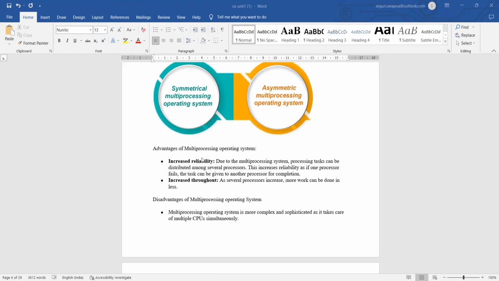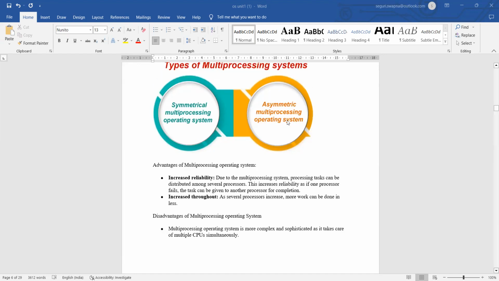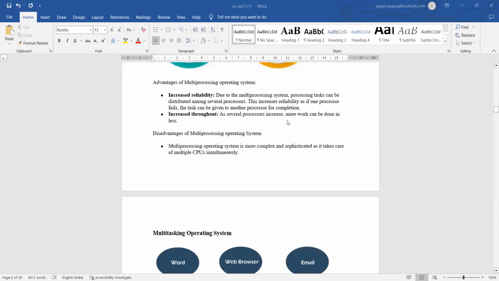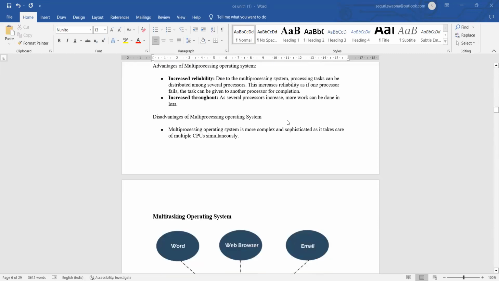Coming to the advantages of multiprocessor operating system, it has increased reliability. That is, if one processor fails, the process can be executed by using another processor, which increases the reliability. Then it has increased throughput. As it has multiple processors, the work can be done in very less time, which increases the throughput of the CPU. The disadvantage is that it is very difficult and complex to maintain this multiprocessor CPU.